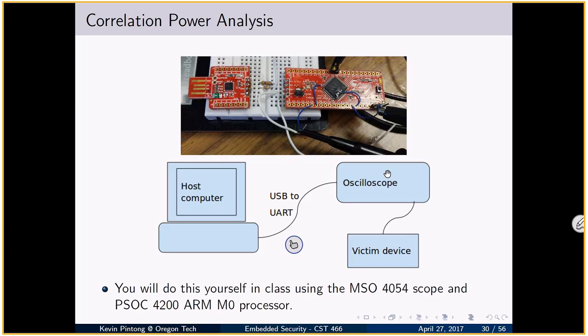So basically we have our host computer, USB to UART, connected to the oscilloscope. The oscilloscope is connected, monitoring the victim device. There's also probably a link over here to basically talk. This is also a USB to UART, to send data to and from the victim device, right? Send the key, or the data to be encrypted, or something like that.